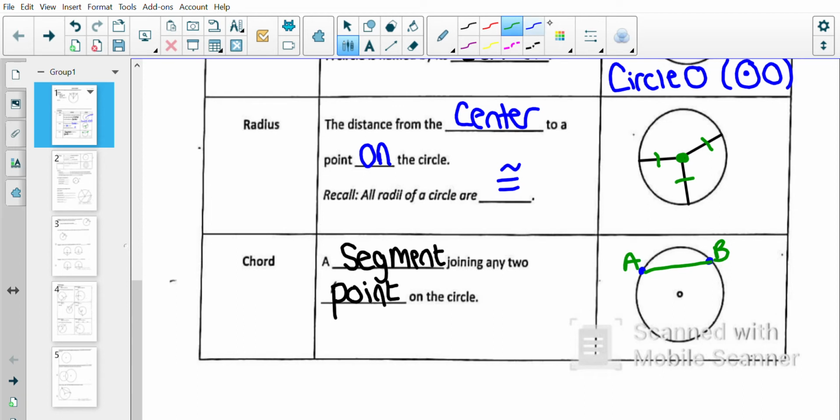Now the most popular chord that we know of is the diameter, right? A diameter, we'll talk about this in a little while, but a diameter is a chord, and not only does it go from rim to rim, oh, we can't use B, we've already used B, we could call it D, but it also has to go through the center of a circle. So we'll talk about the diameter. Let's erase this. We'll talk about a diameter on the next page.